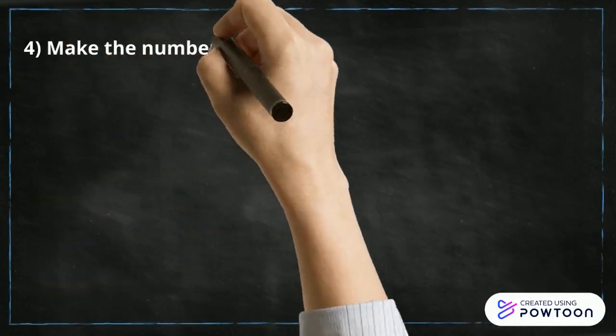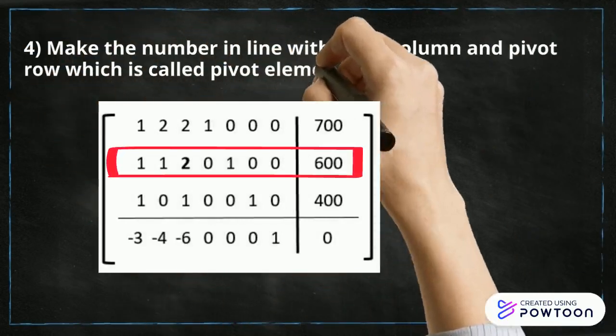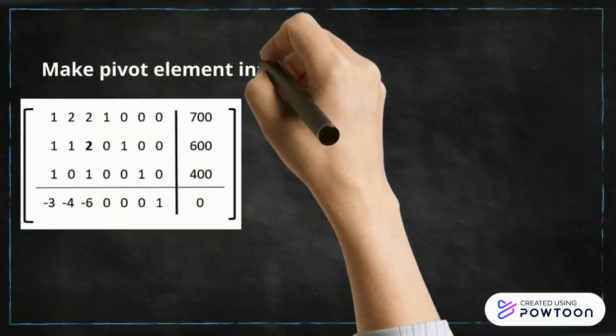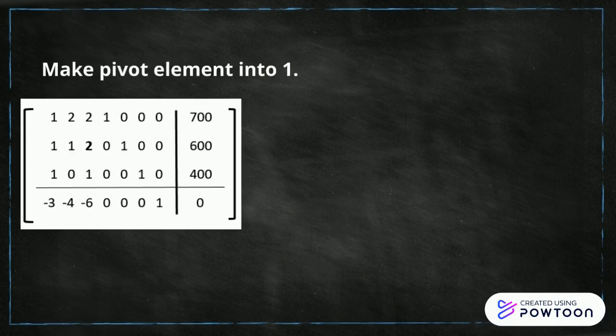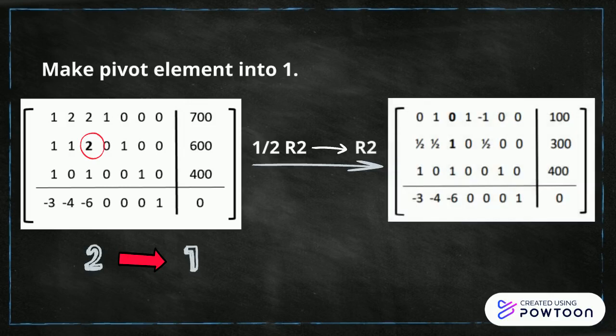Make the number in line with the pivot column and pivot row, which is called the pivot element, into 1. In this situation, our pivot element is now 2. In order to change the pivot element into 1, we need to multiply row 2 by 1/2. Therefore, we will get a new row 2.